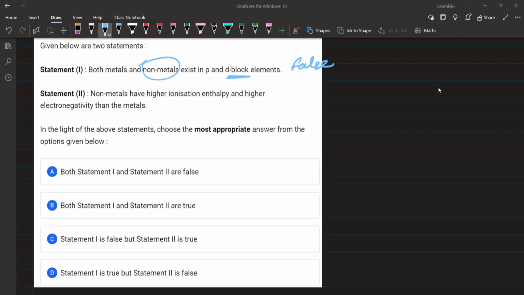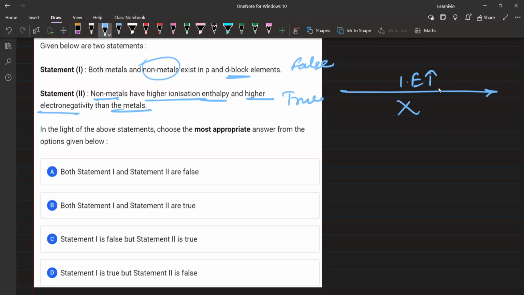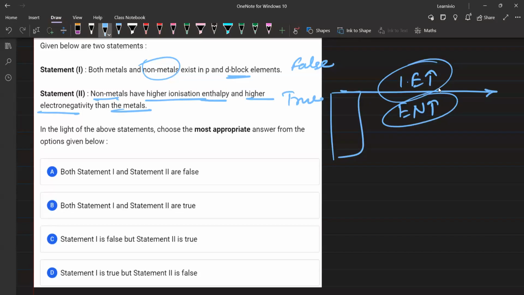Now, statement 2, non-metals have higher ionization enthalpy and higher electronegativity than the metals. And that is true. As you go from left to right, what happens? The ionization enthalpy increases. And also the electronegativity, which is shown by chi, also increases. So we have metals in the s block and generally non-metals in the p block. So when you go from metals to non-metals, ionization enthalpy is increasing and electronegativity is also increasing. So statement 1 is false, but statement 2 is true. Option C will be correct. So Maria is correct.